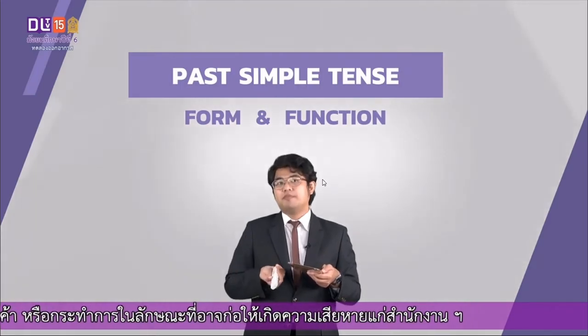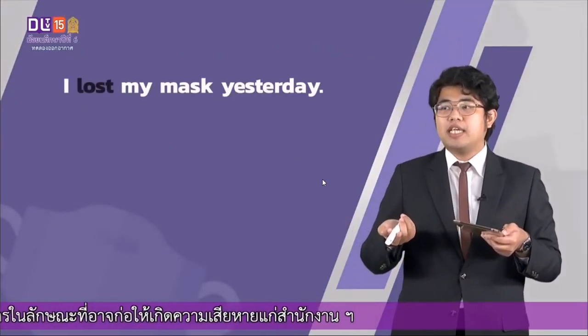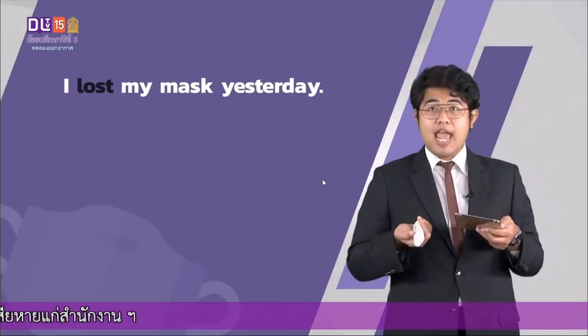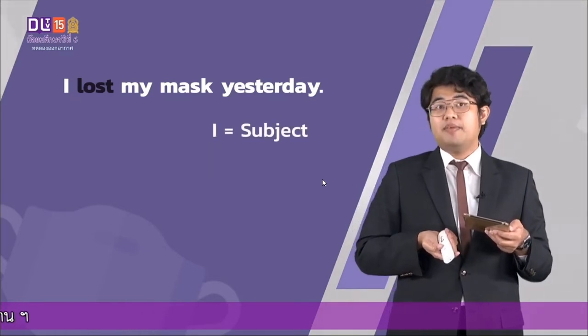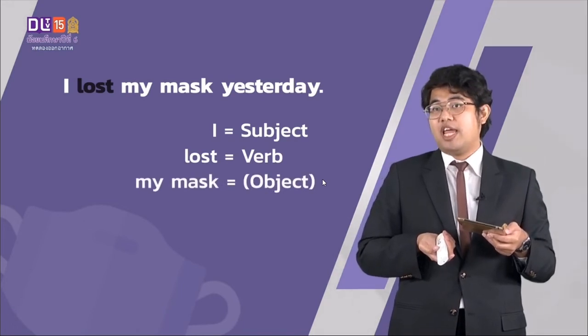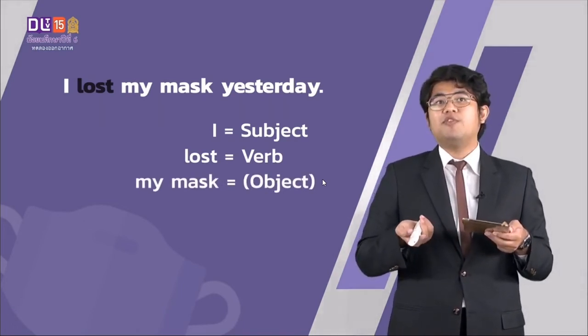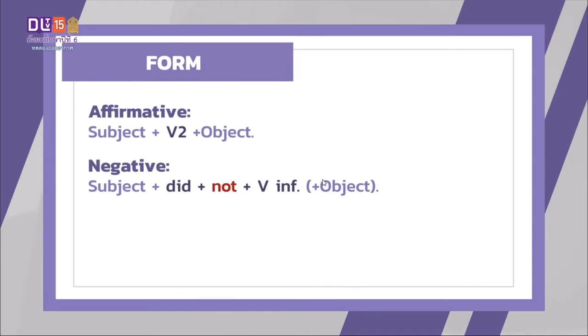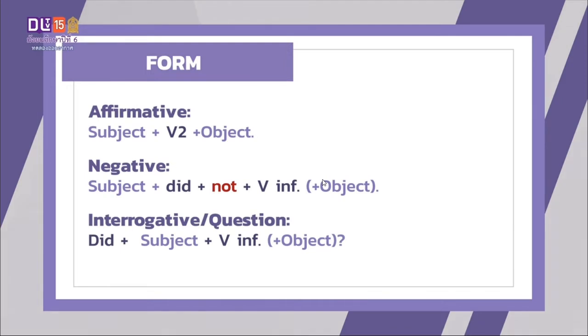Next, we will learn about past simple tense, form and function. Let's look at form. I lost my mask yesterday. Please look at this sentence. I lost my mask yesterday. I is a subject, lost is a verb, my mask is an object. Let's focus on form. Affirmative: subject plus verb in the past plus object. Negative: subject did not plus verb infinitive. And question: did plus subject plus verb infinitive. And don't forget the question mark.